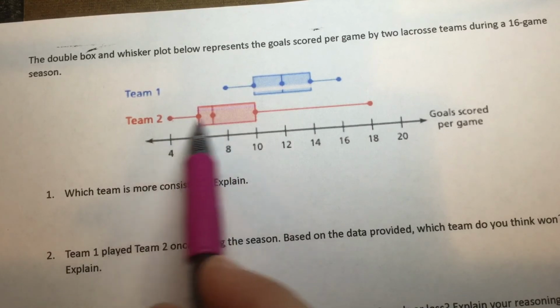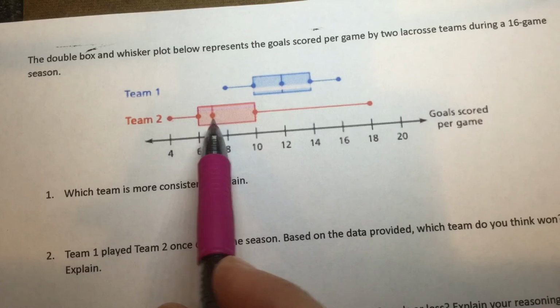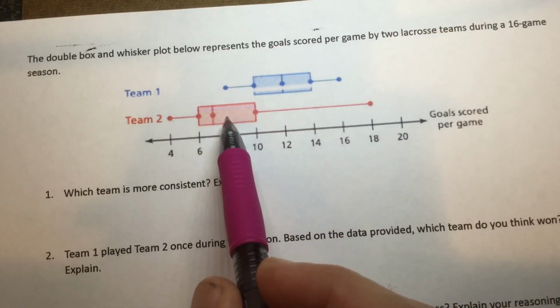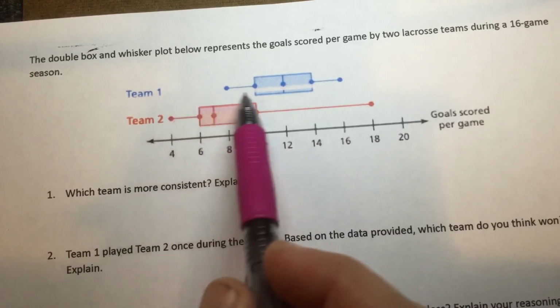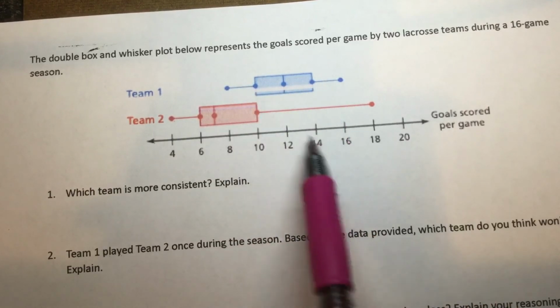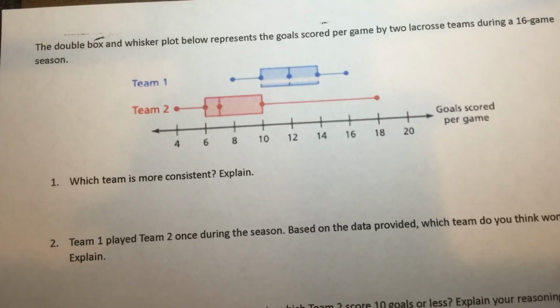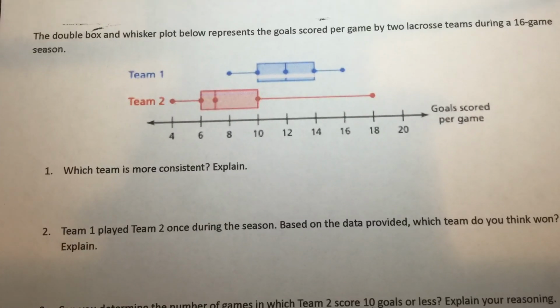For half of the games, remember this is a quarter of the games and this is a quarter of the games, Team 2 didn't even score as many as the lowest game of Team 1. So in over half of the games, it would have been easy to expect Team 1 to score more than Team 2. All right, so a very clear example, I think, of where you could use it for a point of comparison when you have a double box and whisker plot.